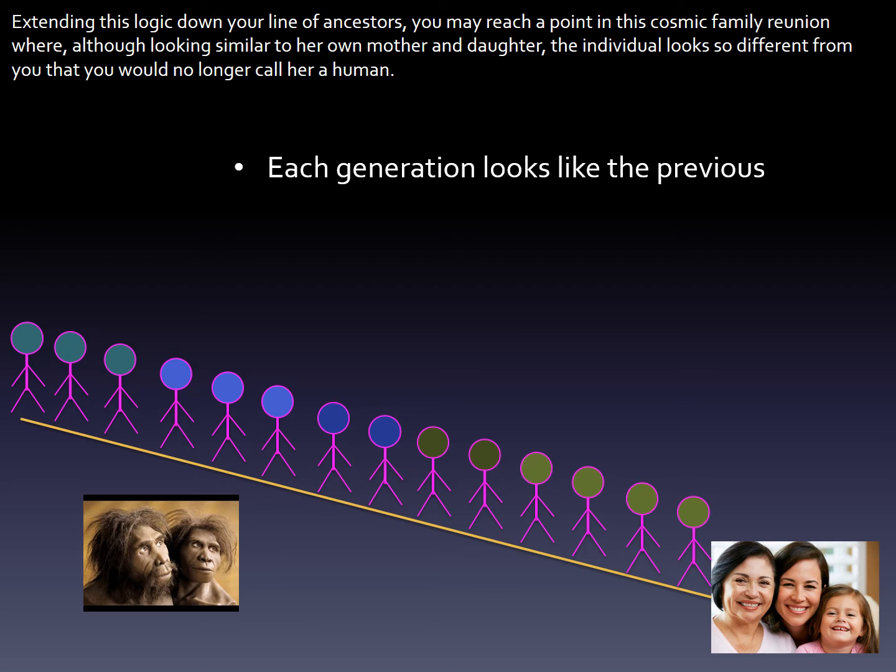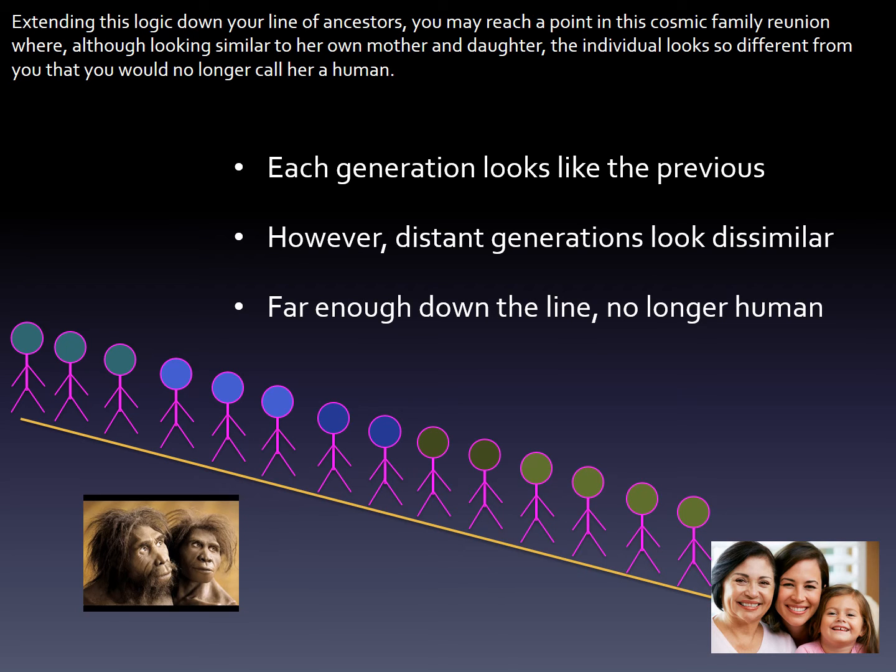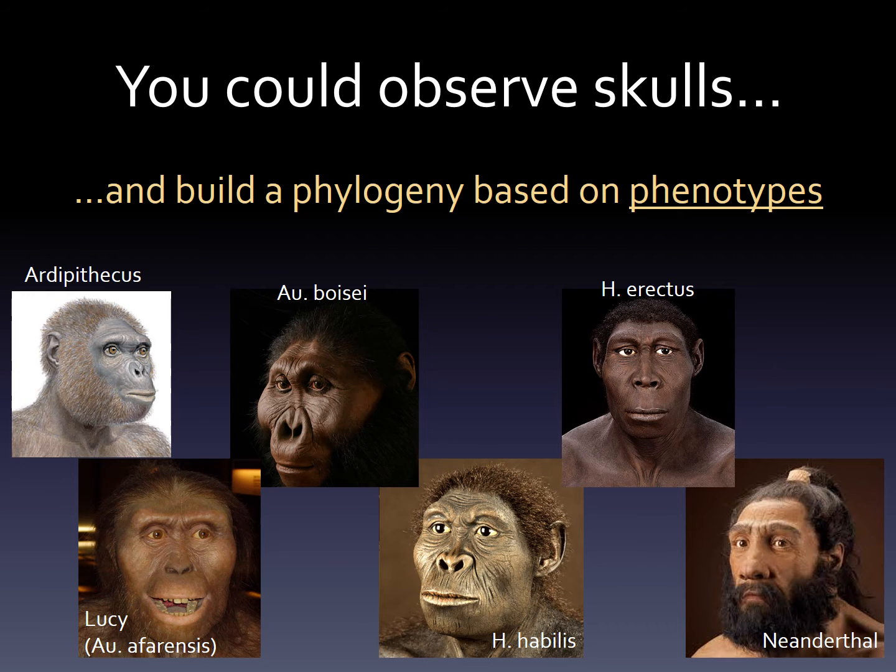Each generation looks like the previous. However, distant generations look dissimilar. Far enough down the line, you would no longer recognize that individual as a human. And you can observe this in fossils within the human family tree. So at Pima Community College, we have the privilege of having replica fossils of a number of different ancestors to modern day humans. And we could observe these.